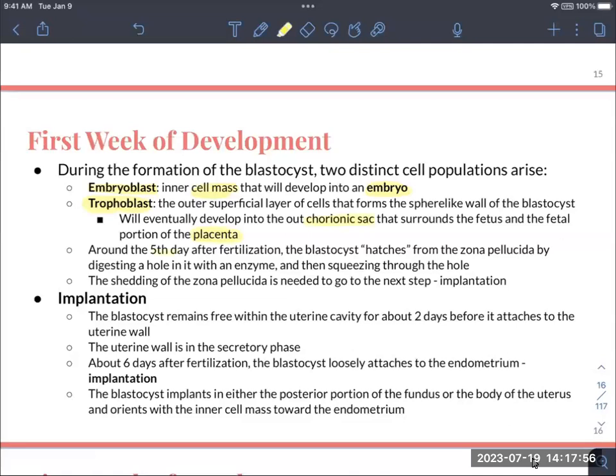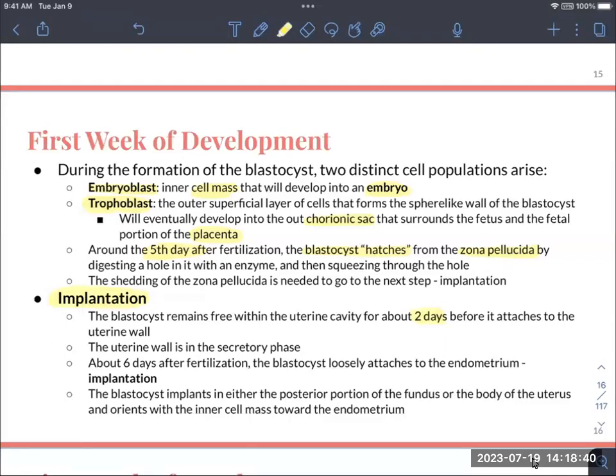So that 5th day, that blastocyst is going to hatch from that zona pellucida. It makes a hole with these different enzymes, and it kind of sheds it off. They need to shed off this zona pellucida so we're able to go through and implant into that uterine wall. So that blastocyst kind of remains free for about 2 days in the uterus. But this uterine wall, it's in this secretory phase.